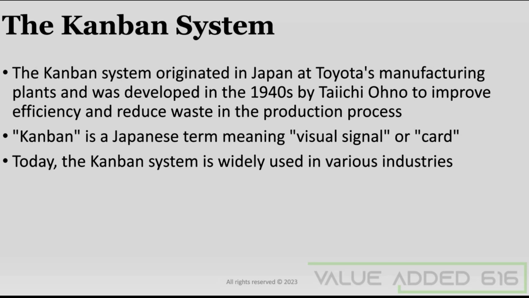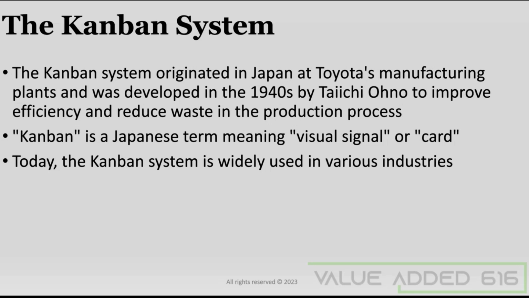All right, so the Kanban system. The Kanban system originated in Japan, and it was used at Toyota's manufacturing plants back in the 1940s. It was developed by Taiichi Ono to improve efficiency and reduce waste in the production process. Now, Kanban is a Japanese term for visual signal or card.